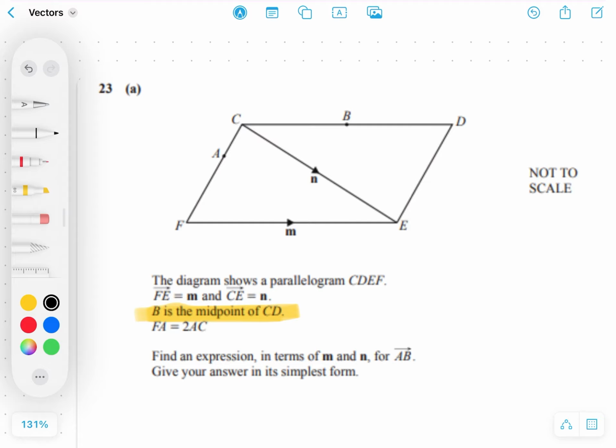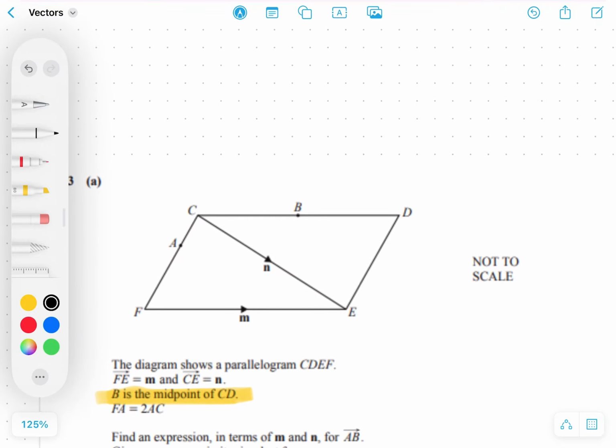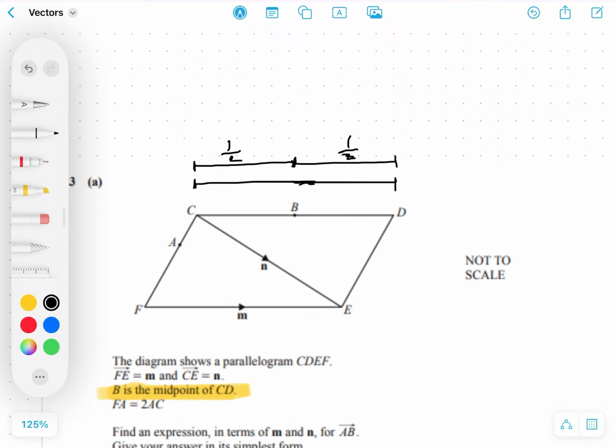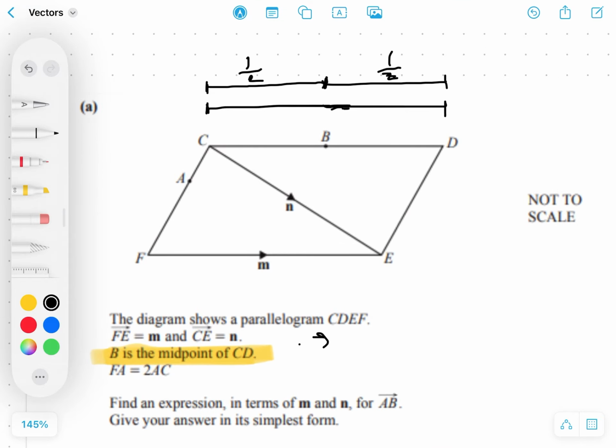If it's the midpoint, it means that it cuts the line in half. So therefore, if this is the whole length CD, C to B is 1/2 of this length, since B is the midpoint, and B to D is also 1/2. So we can write down C to B is equal to 1/2 of C to D.